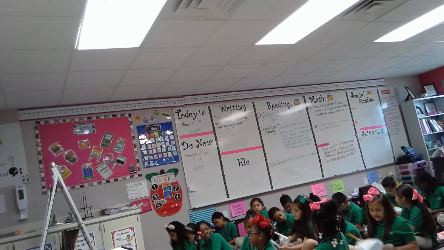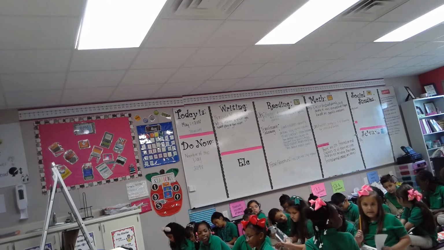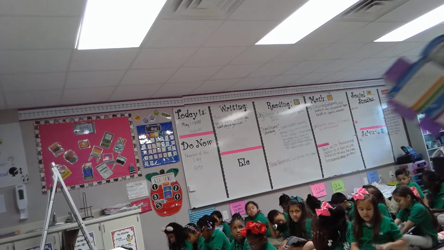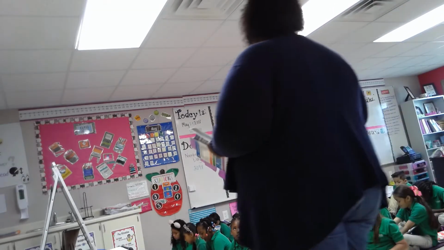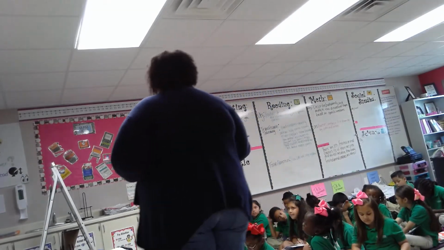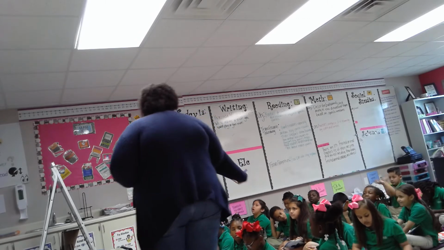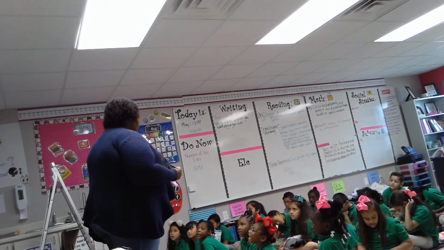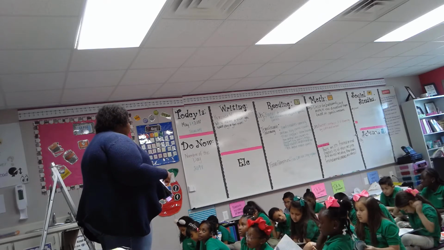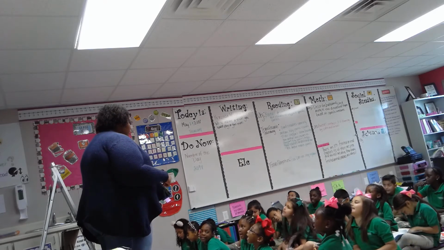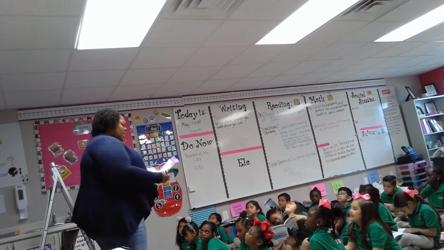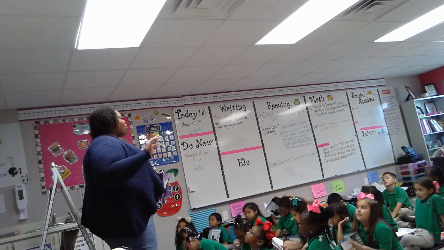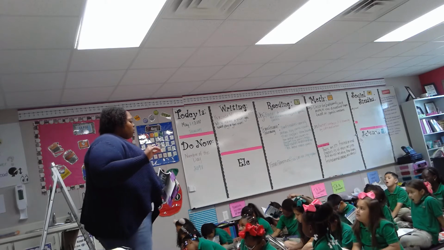So guys, the first thing is when we're looking for the author's point and we're looking for reasons, you can use text features. That's pictures, captions, table of contents, headings. Is there a picture that goes with this? Yes. What is the picture of? Abraham Lincoln. A statue. The other thing that we can see is let's look for words that are repeated.